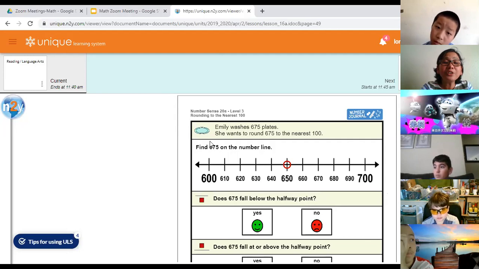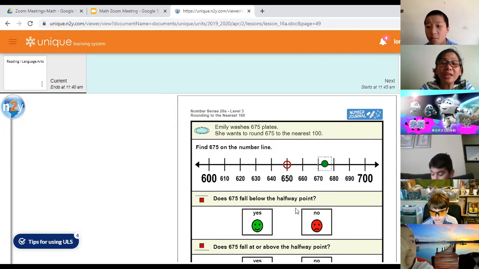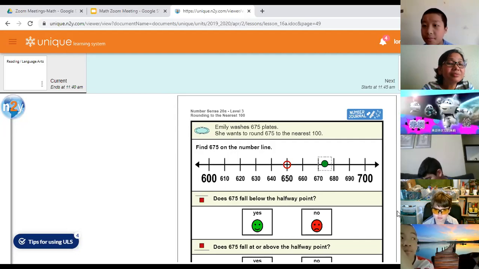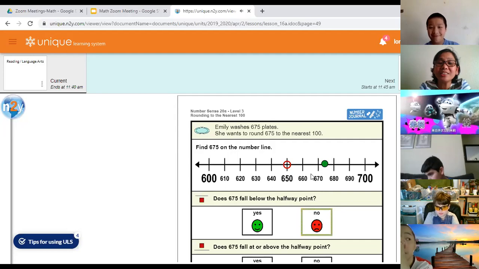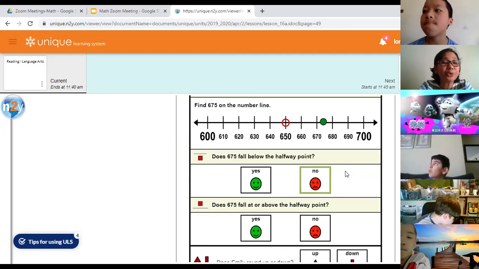Now we will be looking for 675. Okay. So 675 is between 670 and 680. So we will put the green dot here because we're looking for 675. Now, Nathan, look at the number line. Does 675 fall below the halfway point? Is it below the halfway point? Yes or no? No. Why? Because it's on your right. It's above.